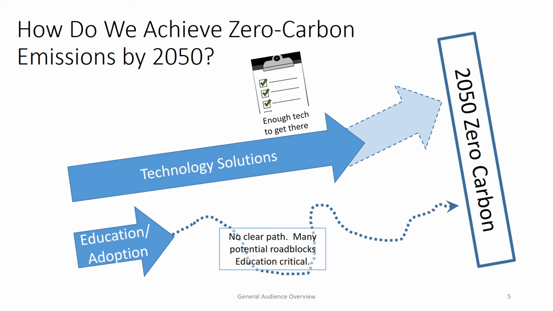The second part, though, is the education and adoption. And that's going to be the more difficult path. It's not a very clear path. There are a lot of potential roadblocks, but if we're to get these ideas implemented, education is critical.